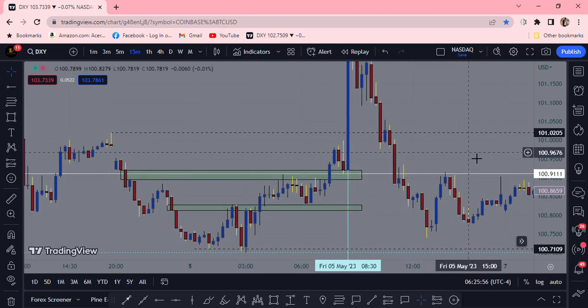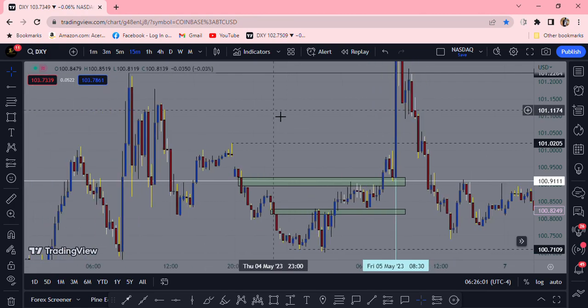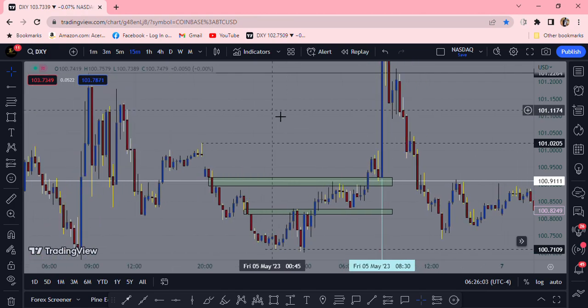So let me give you an example, guys, of how I trade in the forex space. When we have a bullish dollar, XXX USD goes down and USD XXX goes up. Please note it down, or write it down. And if we have a bearish dollar, XXX USD goes up and USD XXX goes down.